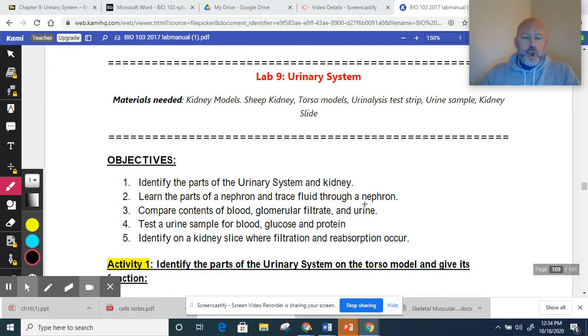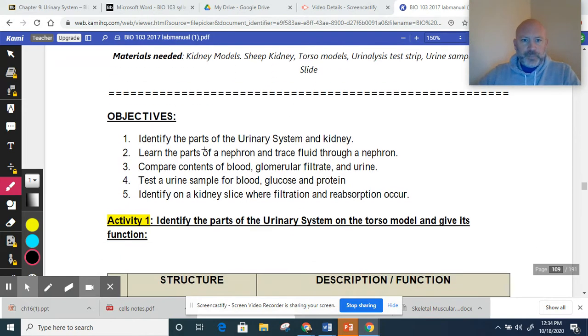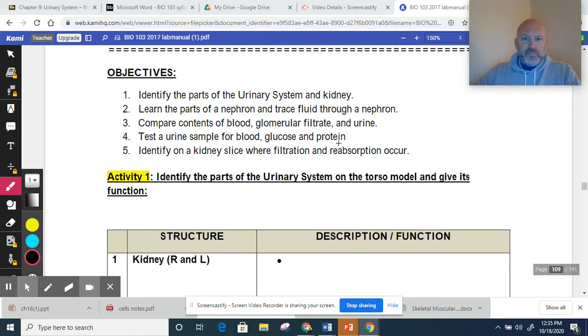Lab number 9, urinary system. What are we doing here? We're going to look at the parts of the urinary system and the kidney. We're going to learn the parts as we trace the fluids through the nephron. We're going to compare the contents of blood compared to the glomerular filtrate compared to the urine.